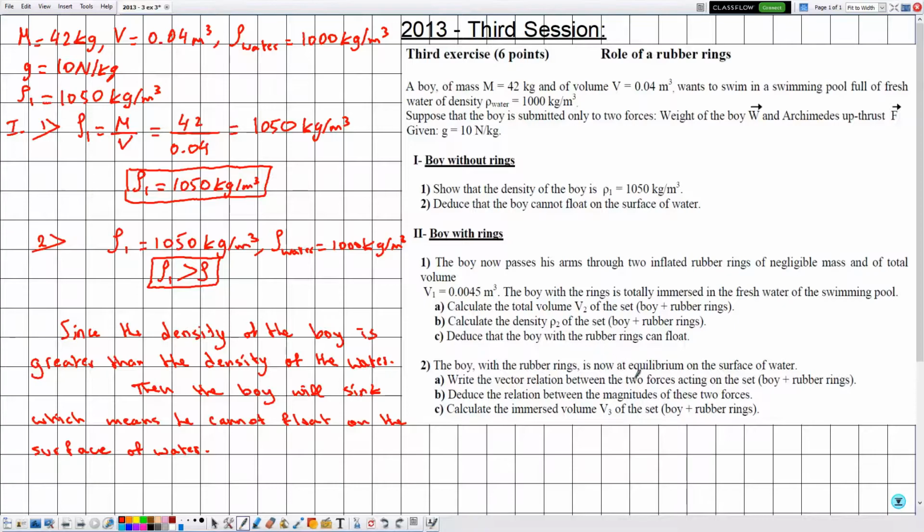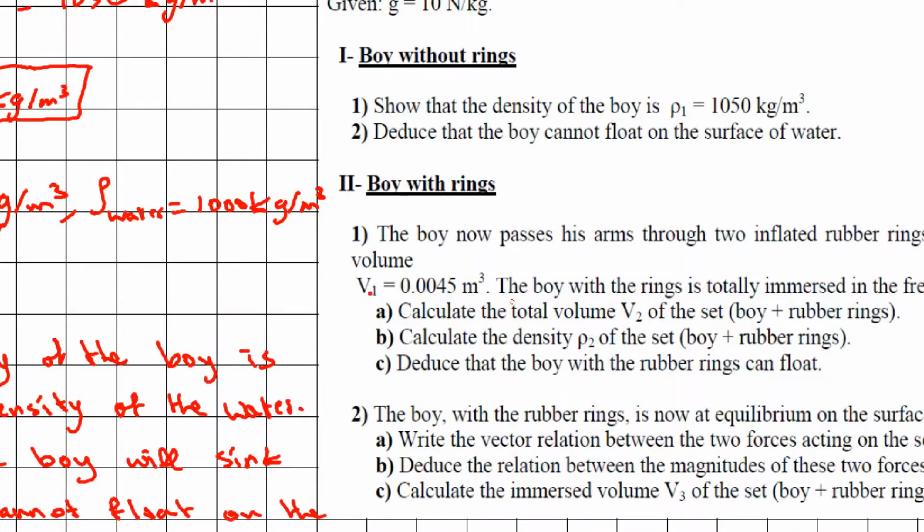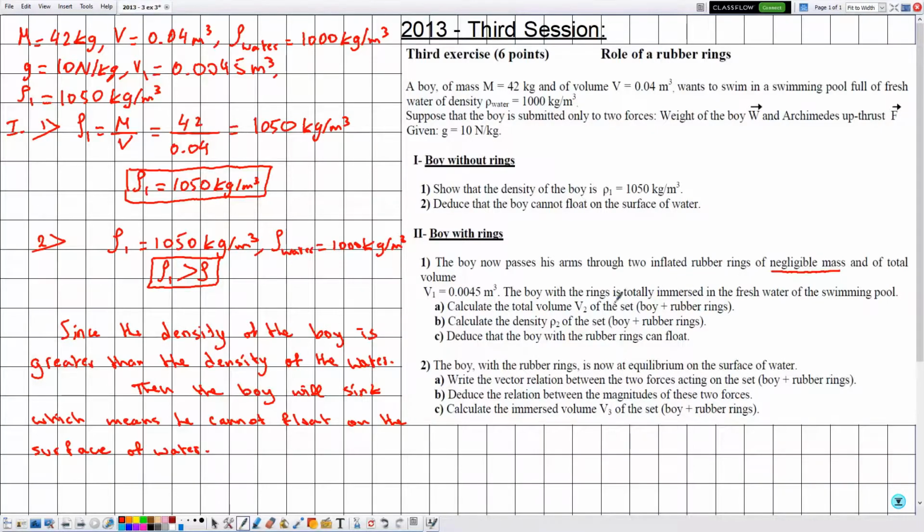Number 2, boy with rings. Part 1, the boy now passes his arms through two inflated rubber rings of negligible mass and of total volume V1 is equal to 0.0045 meter cube. So here this is important, that the two inflated rubber rings are of negligible mass and of total volume V1 given by this. So what does this represent? It represents the volume of the two inflated rubber rings.